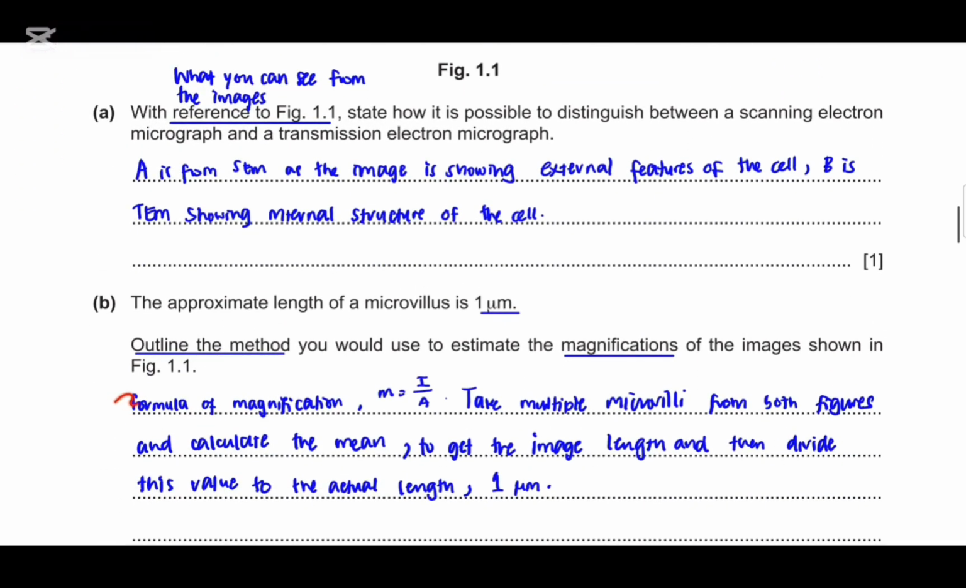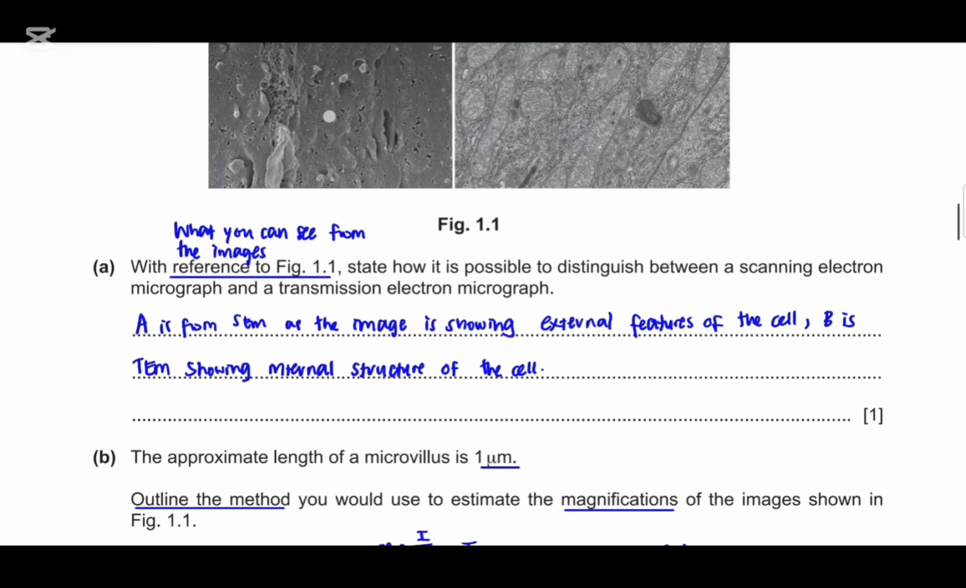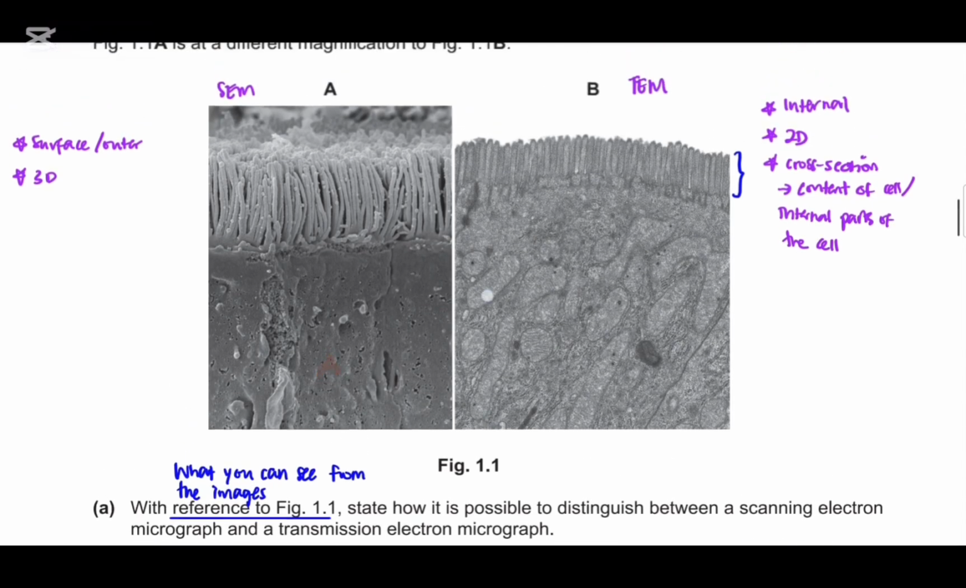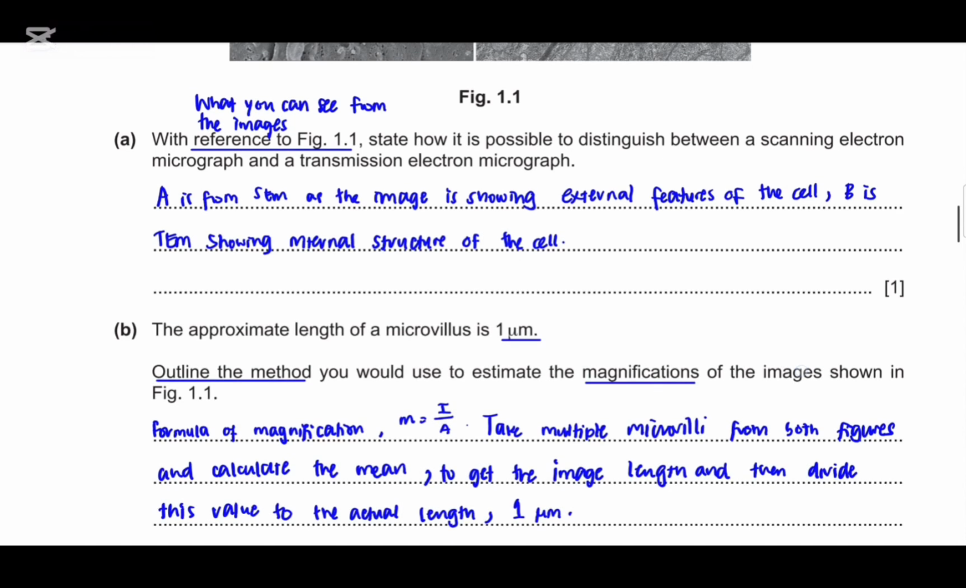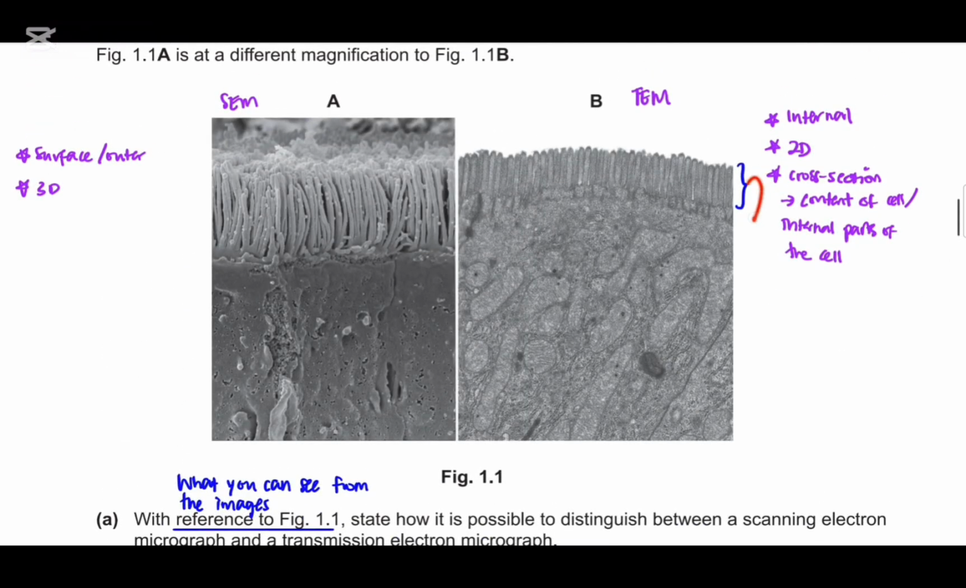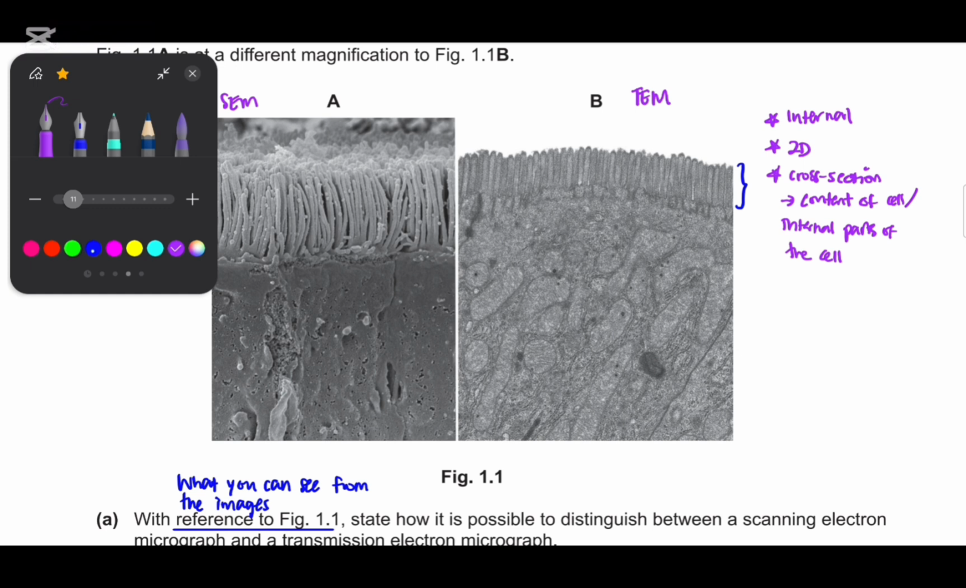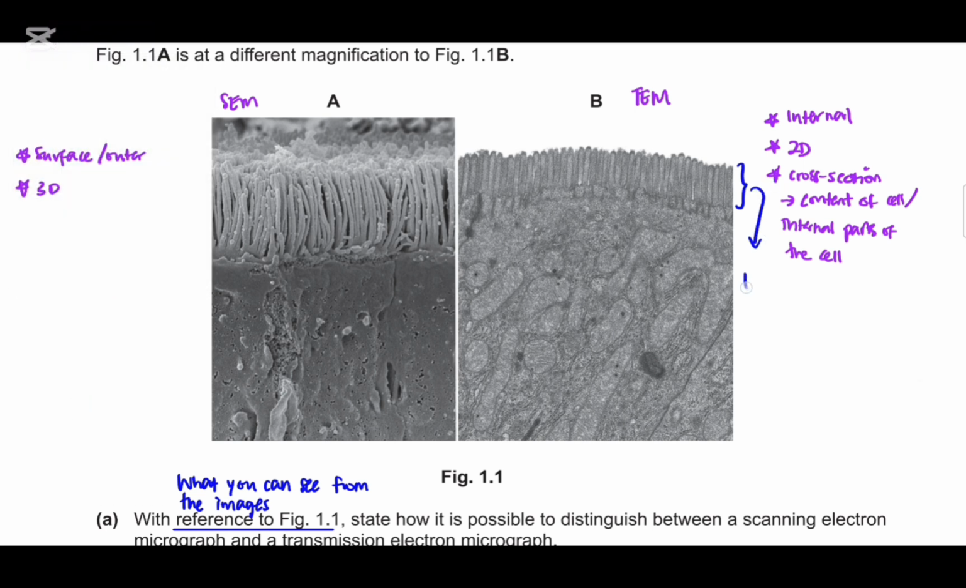Okay. So first, I mention the formula. Everybody should know the formula of magnification by now. M equals I over A, right? Now, what we need to do is take multiple measurements of the length of the microvilli from both figures, from figure A and from figure B. So we're going to get multiple measurements of the length that we can see here, and then calculate the mean. Again, this is magnification. So we're calculating the mean to get the image length. What we're measuring here would be your image length. So this is image length.